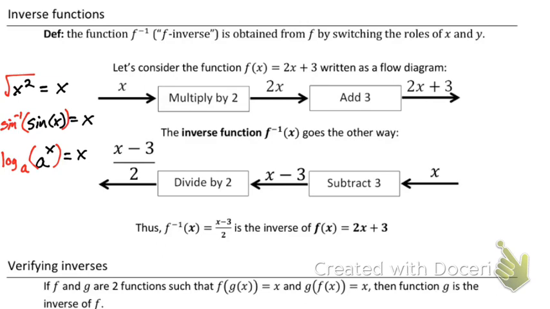So your inverse is actually going to do things in the opposite order and use the inverse of each operation. If adding 3 is your last step, subtracting 3 would be your first step. If multiplying by 2 is your first operation, then dividing by 2 would be your last step. That is what an inverse does, and that's what it is.